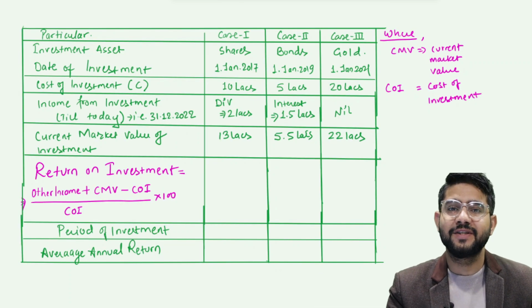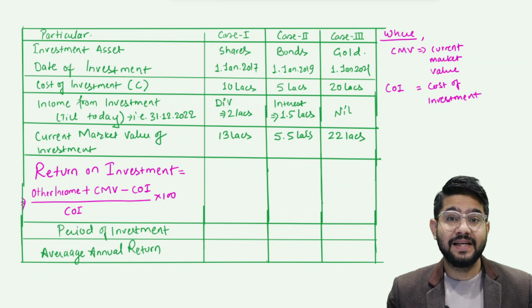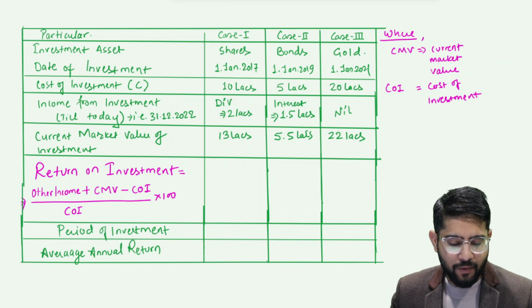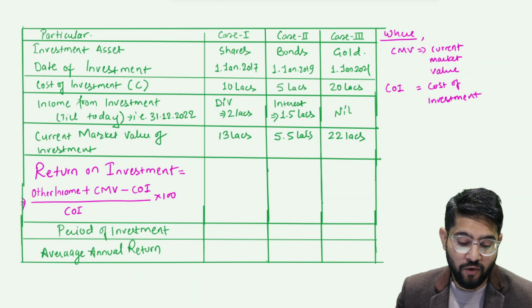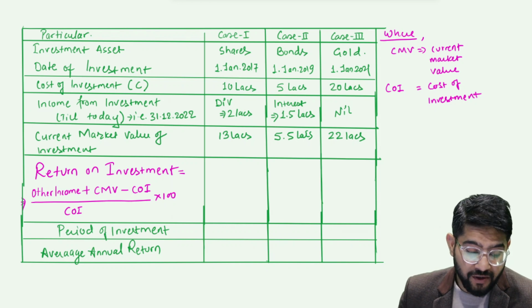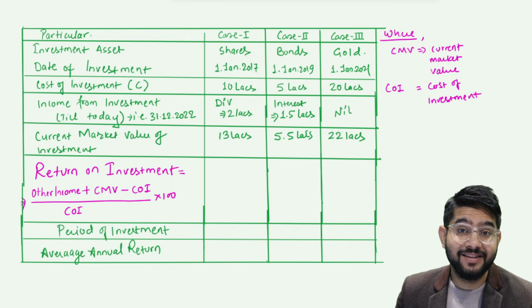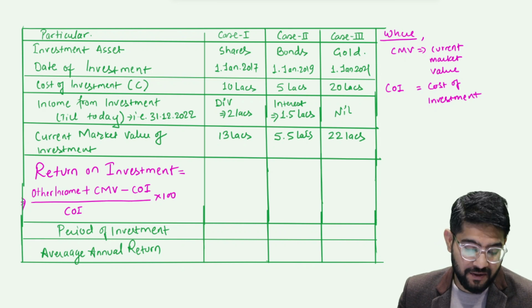Friends, in order to understand this better, we shall dive into our mathematical calculation. So let's see how we can calculate the return on investment. I have taken 3 different scenarios. In case 1, we have invested in shares. In case 2, we have invested in bonds. And in case 3, we have invested in gold. So we have to see these facts or data in order to calculate the return on investment.